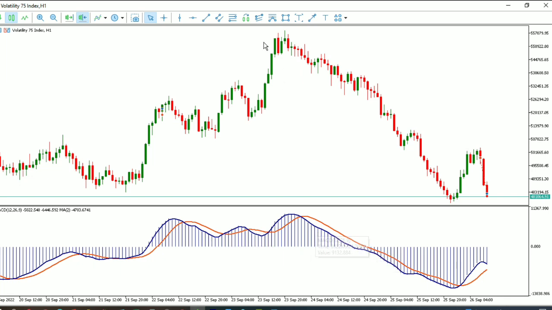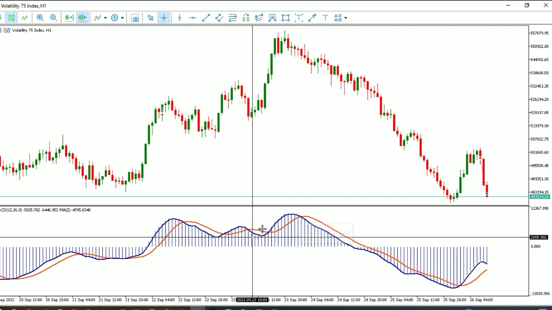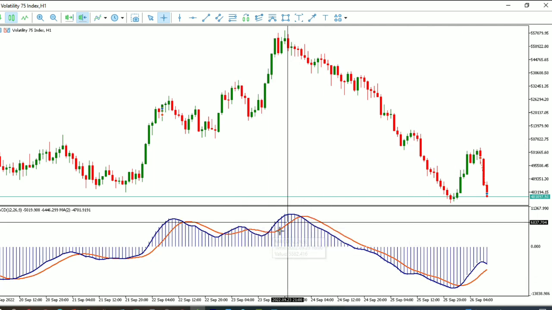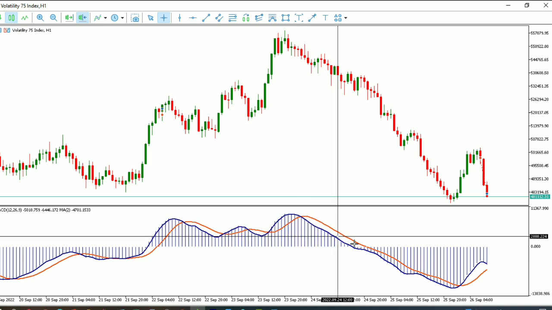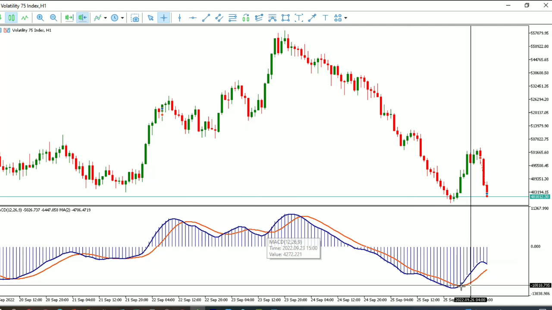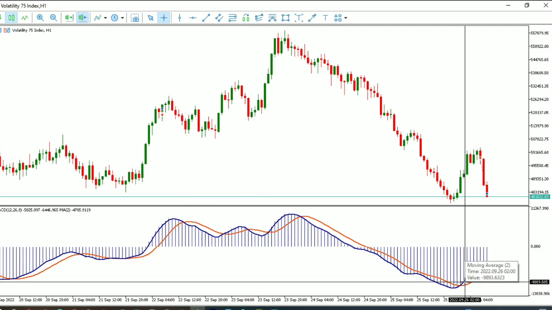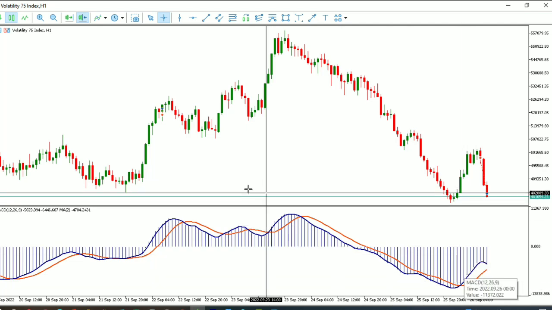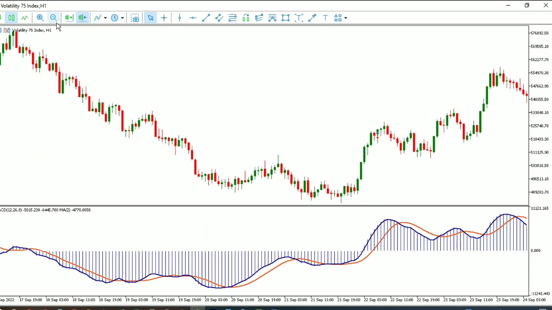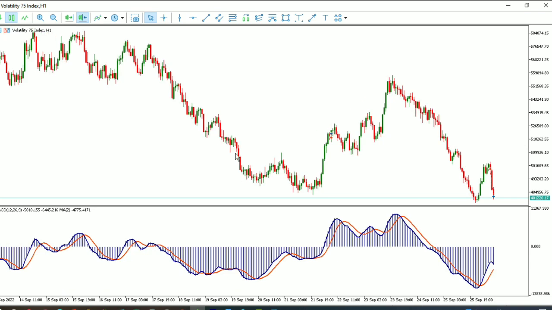We're going to be getting our entries when these lines cross here. If they cross up, we are going to be looking to buy, and if they cross going down, we are going to be looking to sell. If the blue line crosses going down, we are going to be looking to sell, and if the blue line crosses going up, we are going to be looking to buy. The reason why we do this is because the MACD and this moving average are going to help us know where the bigger market swings are.